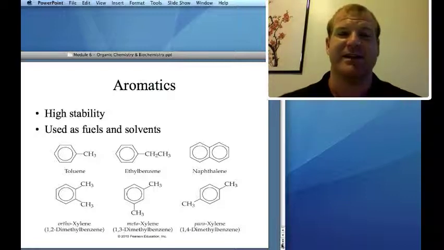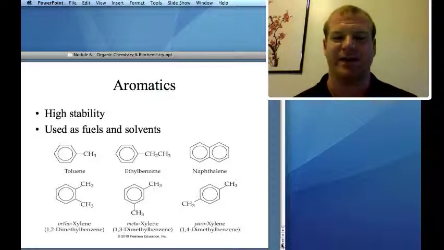And the xylenes, this smells like gasoline to me. Gasoline has a really heavy xylene smell. So if you smell xylene or you smell gasoline, you're probably smelling the xylene that's in it.